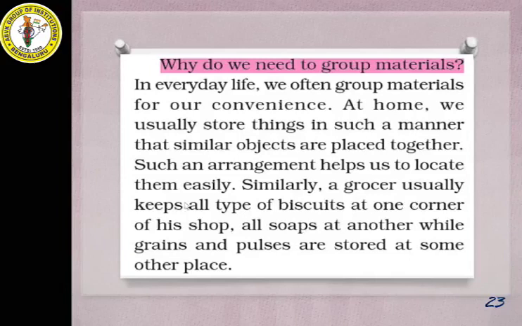Similarly, a grocer usually keeps all the types of biscuits at one corner of his shop, while grains and pulses are stored at some other place. This is what I told you. If you go to a shop, all the biscuit items are kept separately, all the cereals and pulses are kept separately, and all the snack items are kept separately. So this makes it easy for the customer to access the materials. This is one of the main advantages of why we need to group the materials.